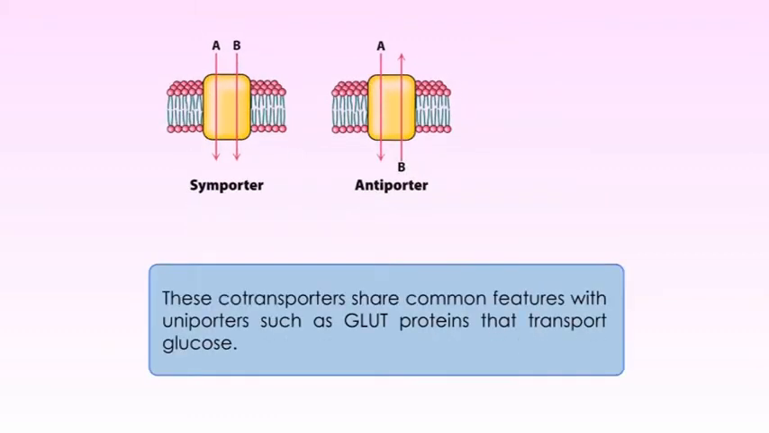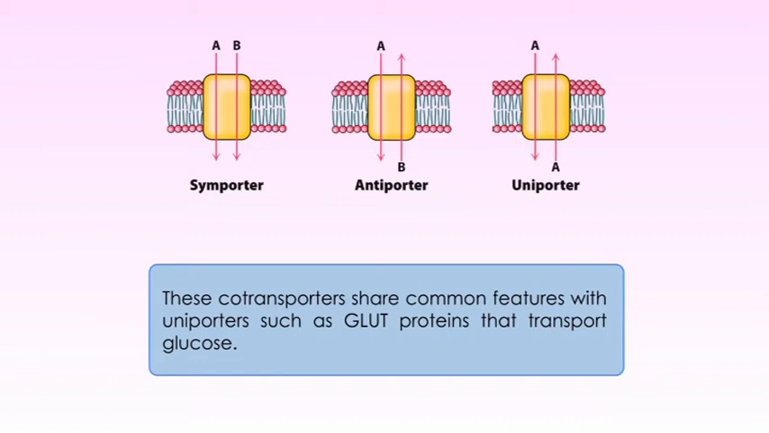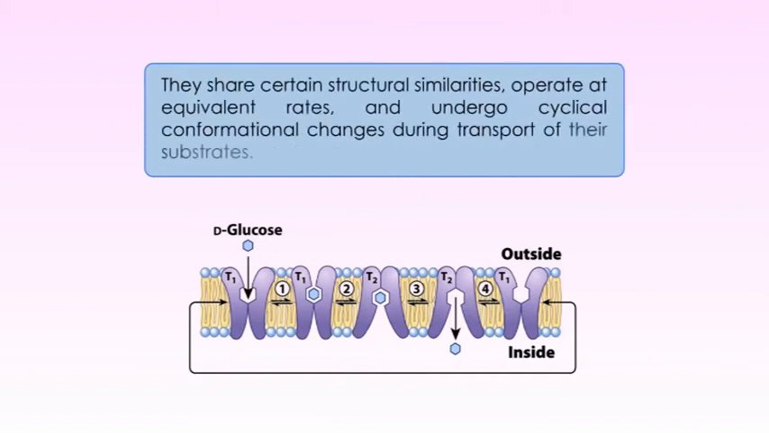These co-transporters share common features with uniporters, such as GLUT proteins that transport glucose. They share certain structural similarities, operate at equivalent rates, and undergo cyclical conformational changes during transport of their substrates. They differ in that uniporters can only accelerate thermodynamically favorable transport down a concentration gradient, whereas co-transporters can harness the energy released when one substance moves down the concentration gradient to drive the movement of another substance against its concentration gradient.